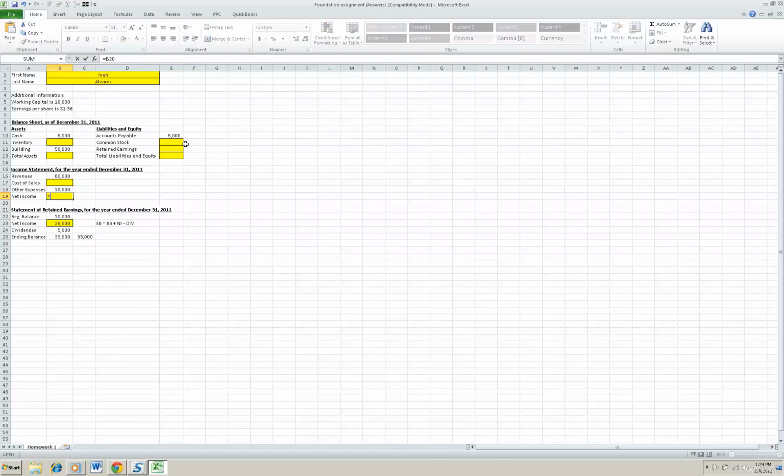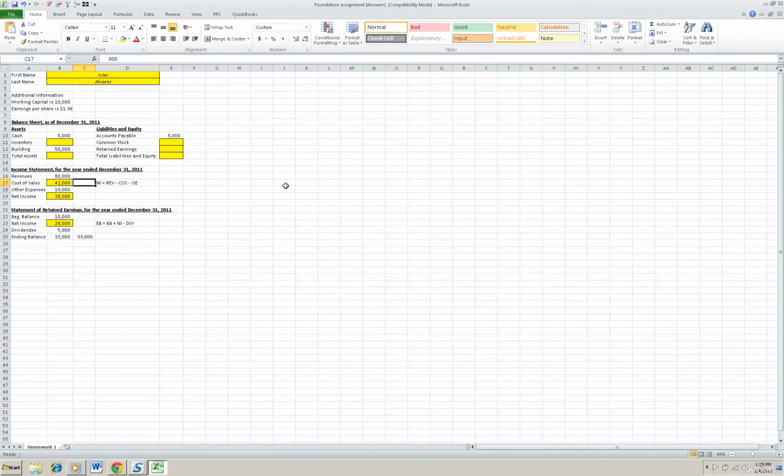Now that we've solved for net income, we have net income on a very simple income statement. Now in this income statement, the equation is net income is equal to revenue minus cost of sales minus other expenses. So again, we can solve for the cost of sales by taking the net income and adding the expenses and subtracting the 80,000. That's a negative number, so the answer is $42,000. That's your cost of sales.